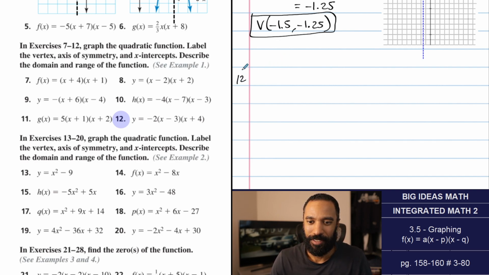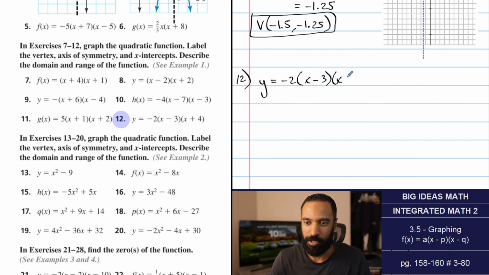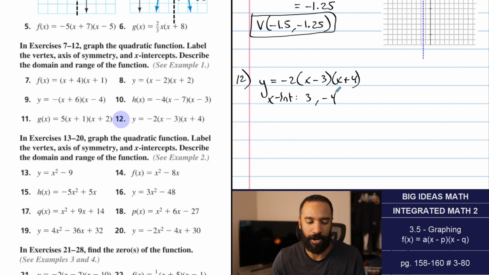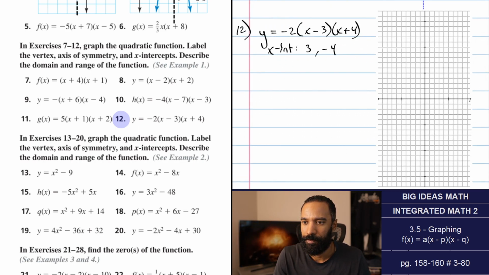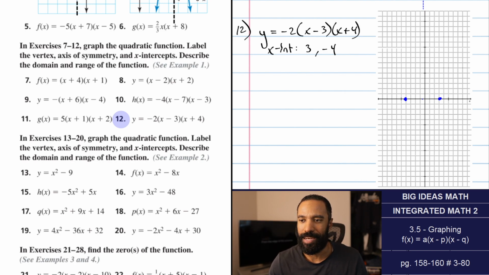Number 12. y equals -2 times (x minus 3) times (x plus 4). The x-intercepts are farther apart this time, but we're still going to have some fraction issues. We get 3 and -4. So let's go ahead and plot those. The axis of symmetry exists halfway between these. They're 7 apart, and half of 7 is 3.5. So that puts it at -0.5. x equals -0.5 is your axis of symmetry.